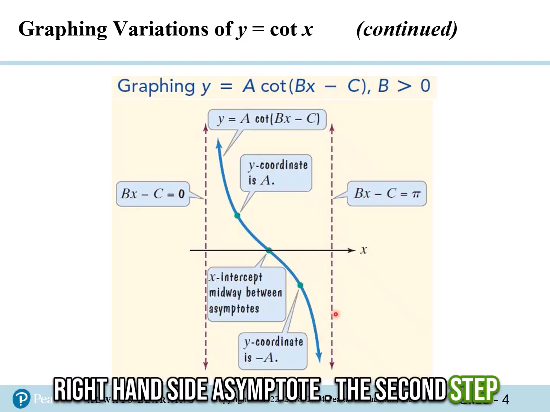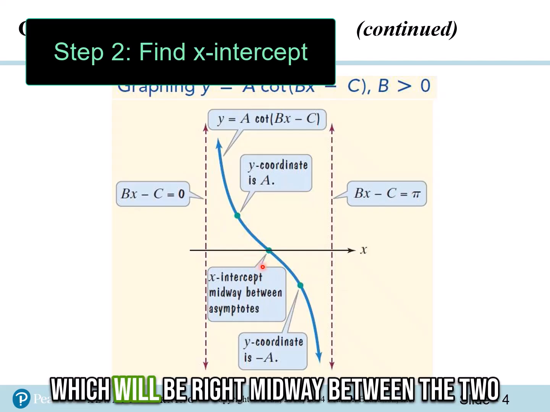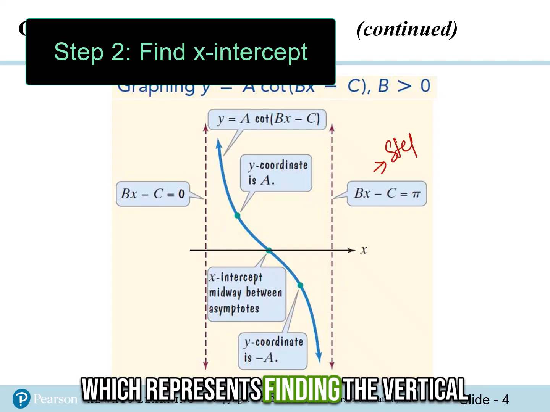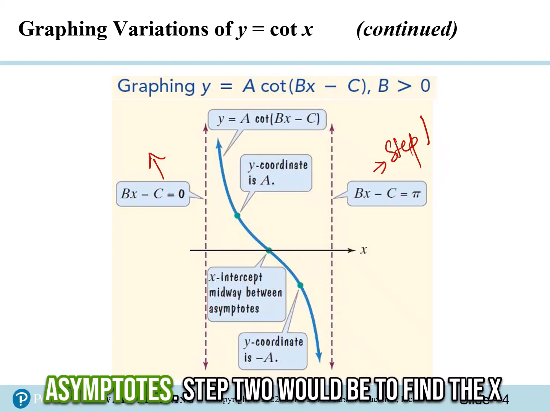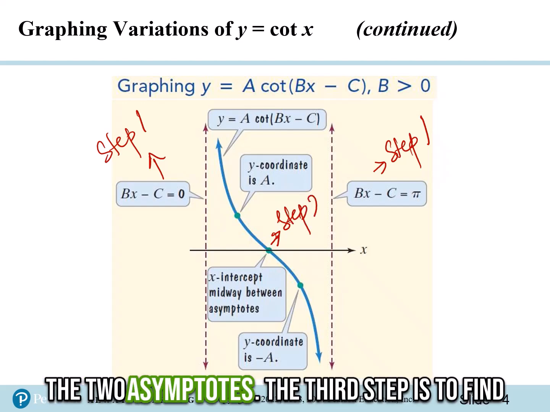The second step is to find the location of the x-intercept, which will be right midway between the 2 asymptotes. So here we have step 1, which represents finding the vertical asymptotes. Step 2 would be to find the x-intercept, which is right midway between the 2 asymptotes.